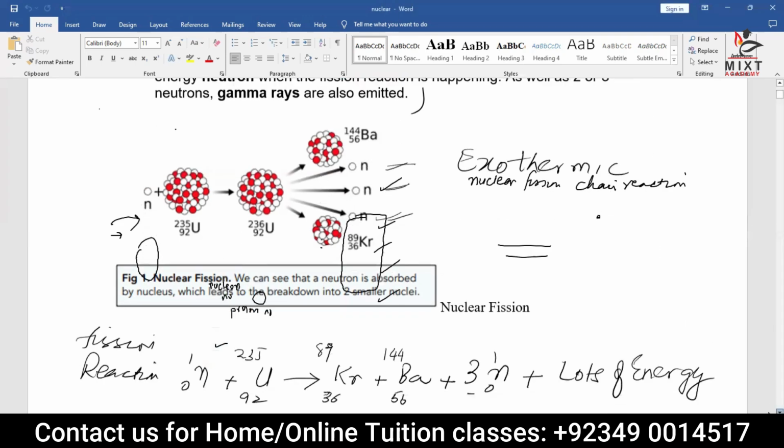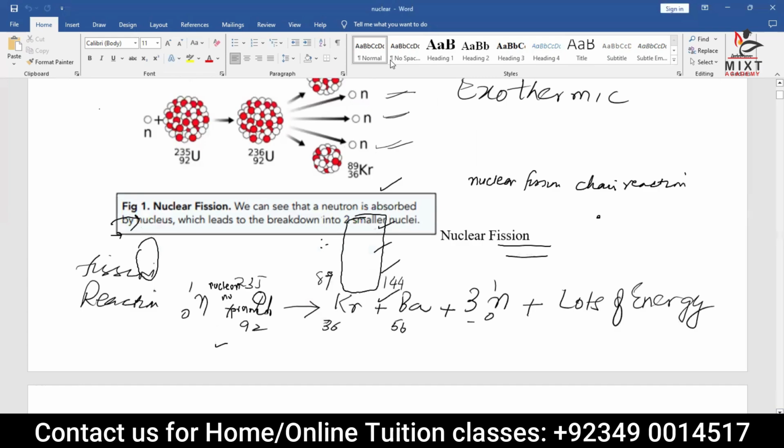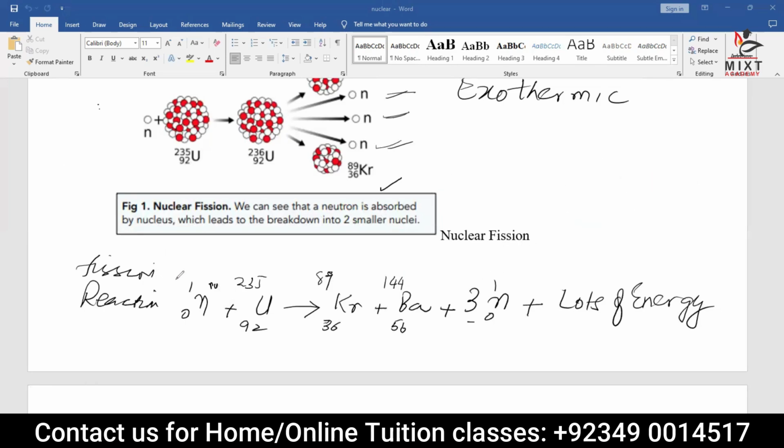A chain reaction is one incident happening after the other, and it goes on and on. Okay, I want you to write this equation, please. This is the equation of a nuclear fission reaction. One neutron bombards uranium-235, and as a result you get krypton-89 and barium-144, with atomic numbers 36 and 56. Along with that, you get three neutrons and lots of energy is released.